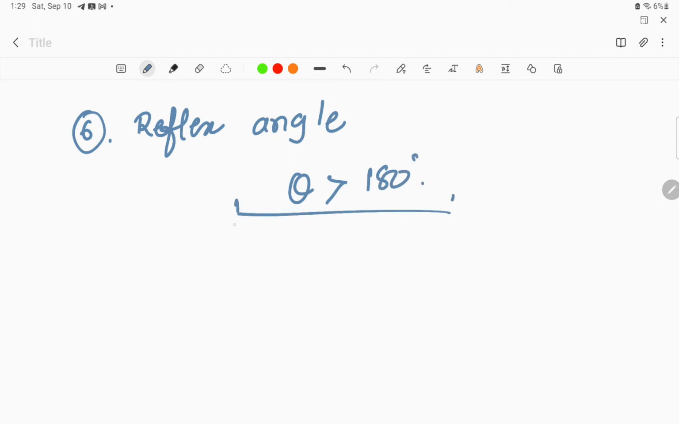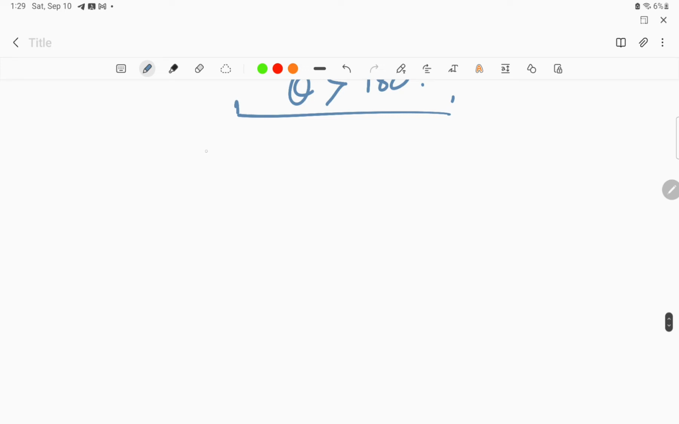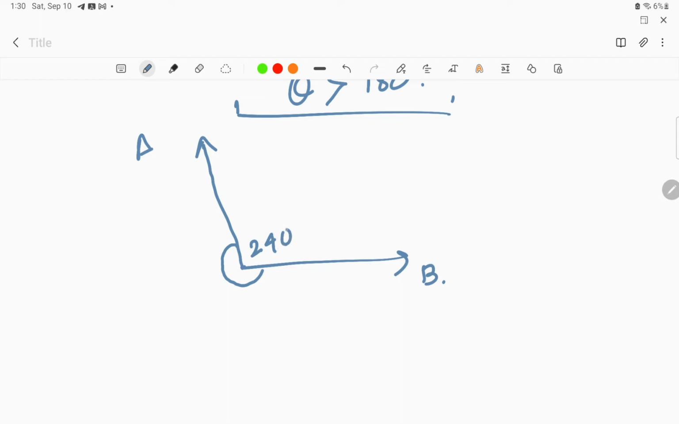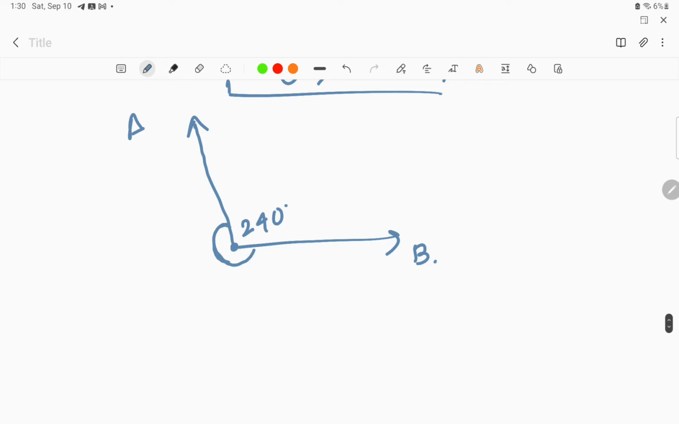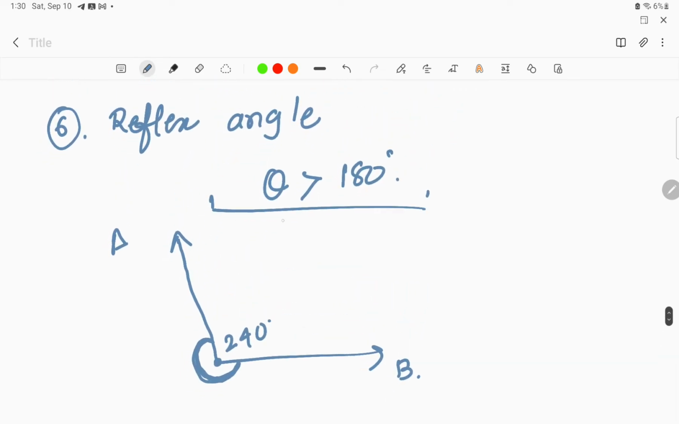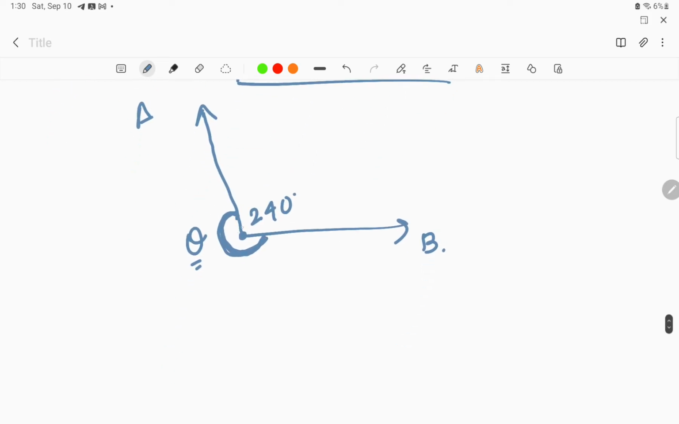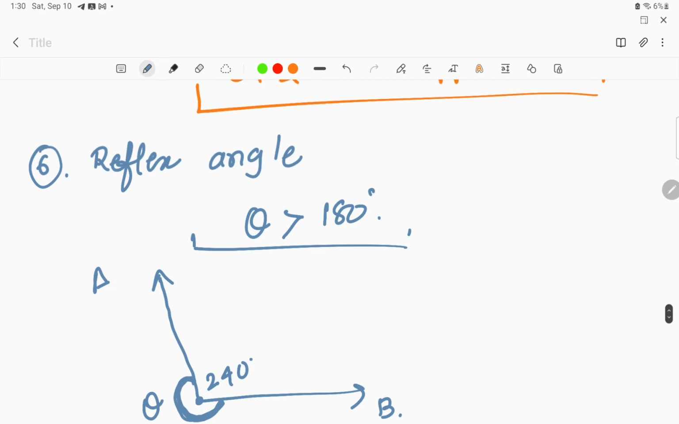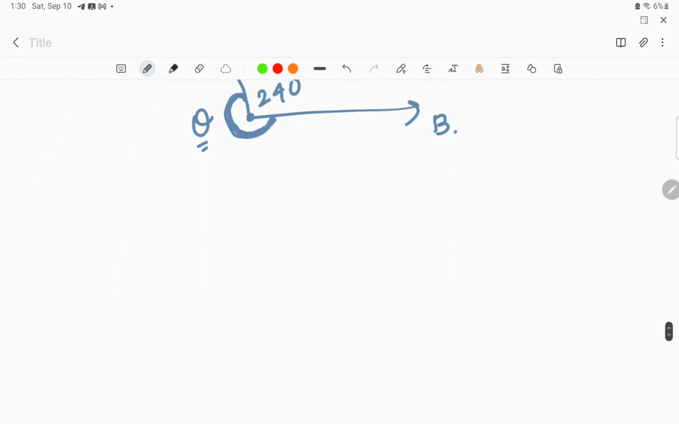Here the theta is greater than 180 degrees. For example, if I consider this is A, B, and this is, for example, 240 degrees. So basically this particular 240 degree angle is called a reflex angle. Whenever this angle is greater than 180 degrees, it is called the reflex angle.